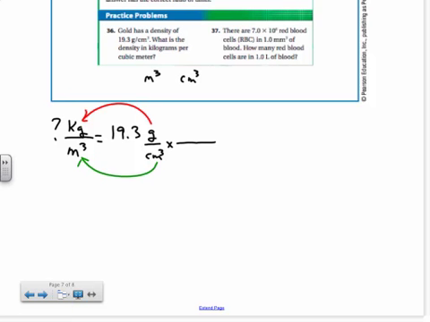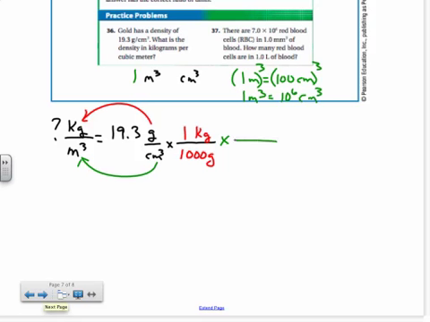To change from grams to kilograms, there are 1,000 grams in 1 kilogram. So that's the first part. To do the second part, to go from cubic centimeters to cubic meters, what you need to remember is, let's do it this way. 1 meter equals 100 centimeters. Cube both, you get 1 cubic meter equals 1 million, or 10 to the 6th cubic centimeters. So that's my conversion. Cubic centimeters need to go on the top because they're on the bottom down there. 10 to the 6th cubic centimeters, 1 cubic meter.